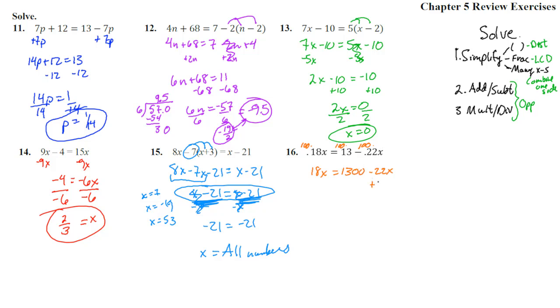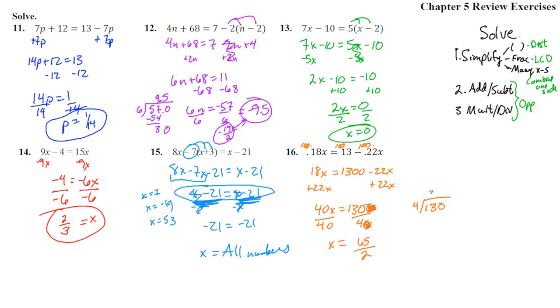Now these multiple x's, we could add 22x to both sides, add 22x, and we get 40x equals 1300. Divide by 40, divide by 40, x equals, let me see, that's 130 divided by 4. Now we could reduce that, divide by 2 and divide by 2, and we get 65 halves. Or you notice we could just do 4 goes into 130 like that and get a decimal.